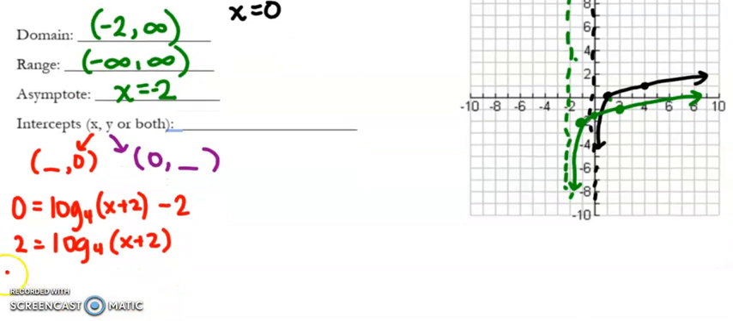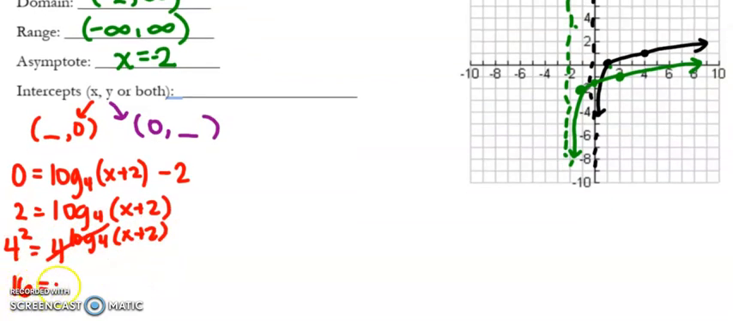I'm going to undo my logarithm by raising each side with a base of 4. Cancel out. 16 is equal to x plus 2. 14 is equal to x. So I have an x-intercept at 14, comma 0.